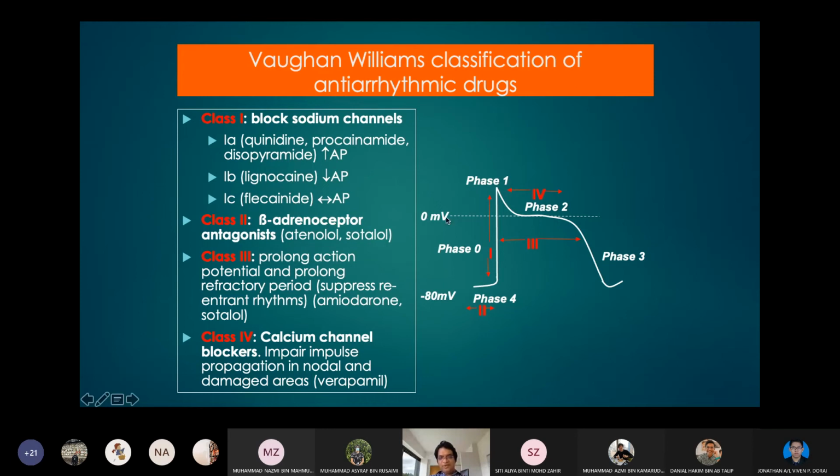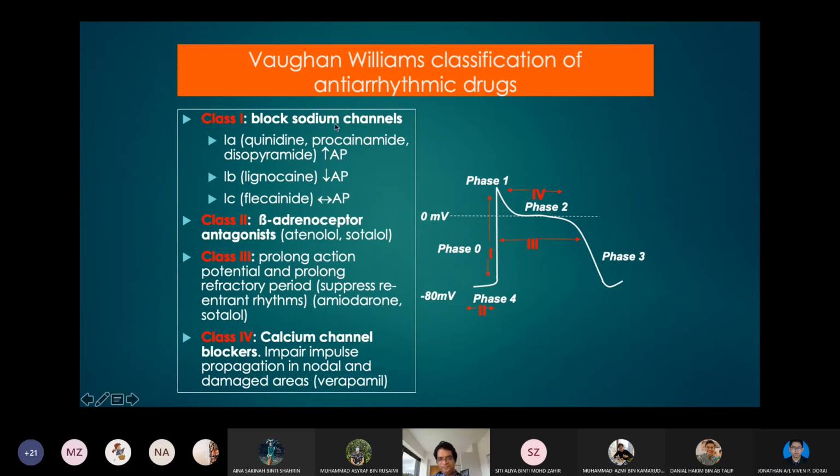Can I say pharmacological classification 1 is equivalent to physiological phase 0? Is it the same? Same. Yes, because they block sodium. In phase 0, can I say this is the depolarization phase? Yes. What causes depolarization? Sodium. So class 1 is a sodium channel blocker.